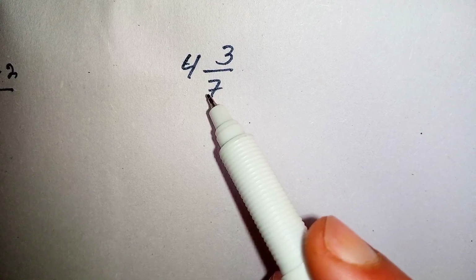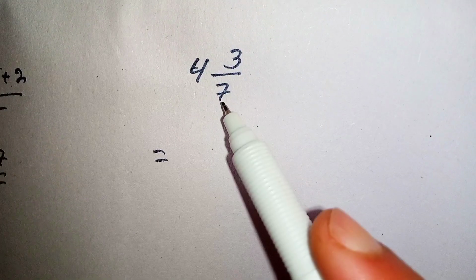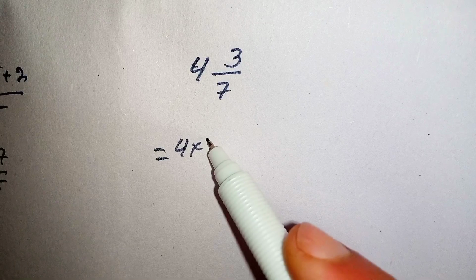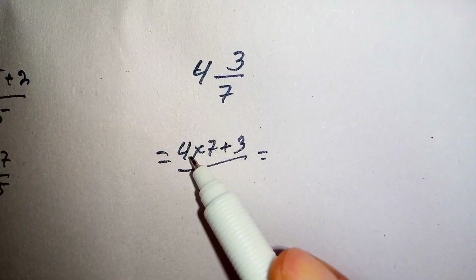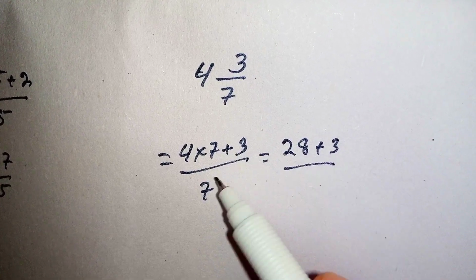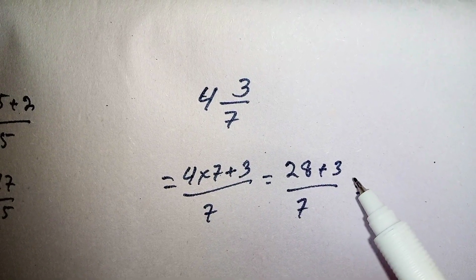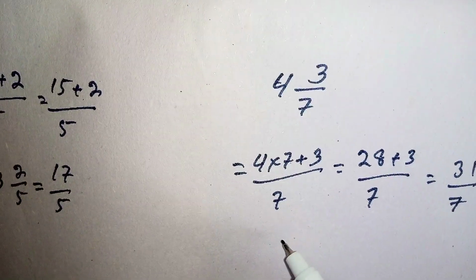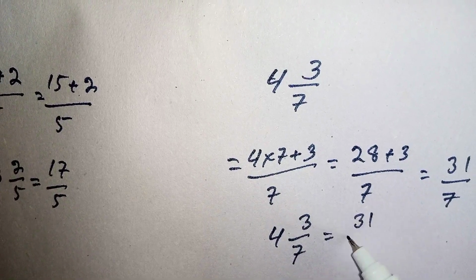Here is another example of a mixed number that we want to convert into an improper fraction. So again, simply multiply 7 with 4, and 4 multiplied by 7 plus 3, divided by 7. So 4 times 7 is 28 plus 3, divided by 7. So 28 plus 3 is equal to 31, divided by 7. So we can say that 4 and 3 over 7 is equal to 31 over 7.